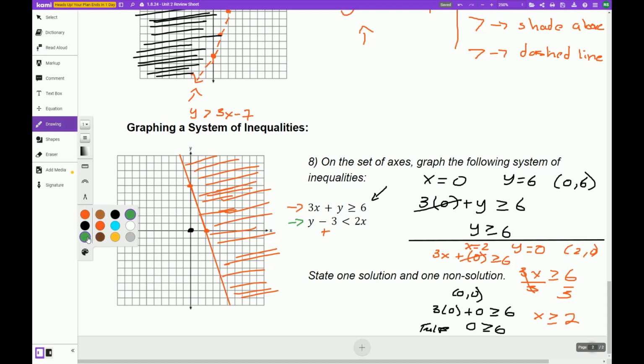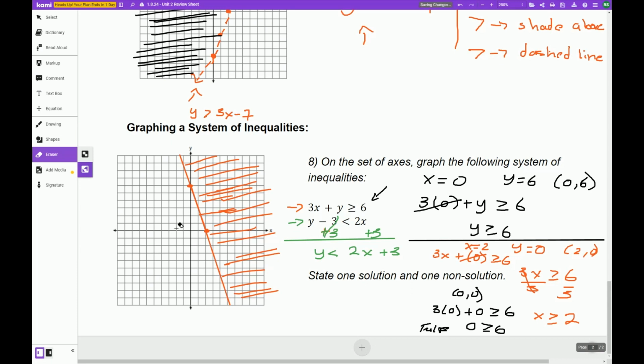We're going to add 3 to both sides. And now we're left with y is less than 2x plus 3. Now I know my slope is 2 and my y-intercept is 3, and now I can graph this. We no longer need this test point here. We're going to start at our y-intercept at positive 3. So 1, 2, 3. And then the slope goes 2 up and 1 to the right. 2 up and 1 to the right. And it does the same thing in the opposite direction, 2 down and 1 to the left.